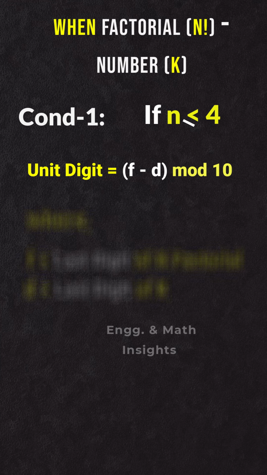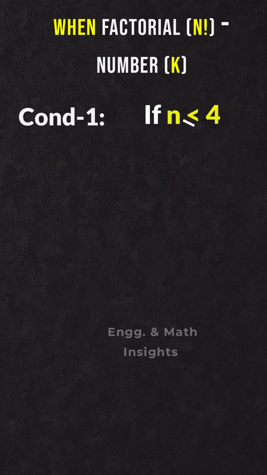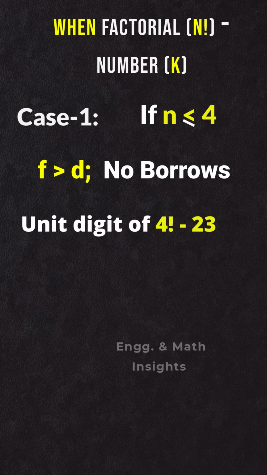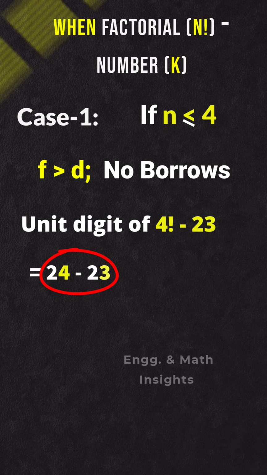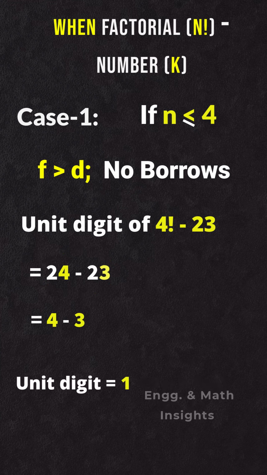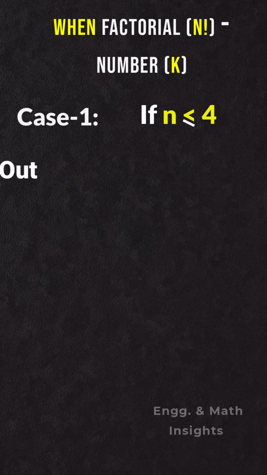For this case, we will consider three scenarios. When f is greater than d, we need no borrow. For example, 4 factorial minus 23, here f is 4 and d is 3. Since f is greater than 3, we will simply subtract 3 from 4, which will give us a unit digit of 1.